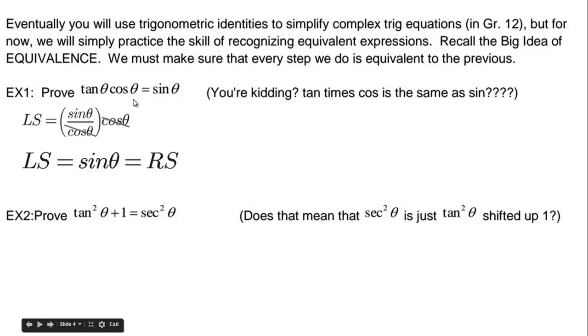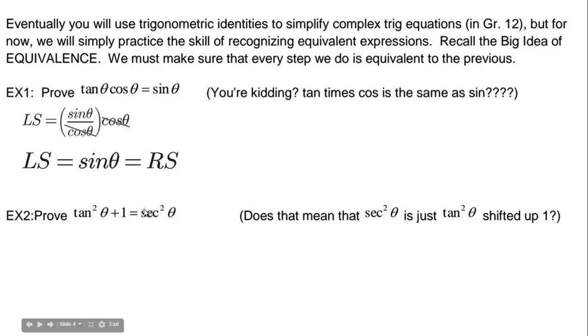And if you notice, you might just say, well, I'm just going to prove it like this by saying tan theta equals sine theta over cos theta, so therefore tan theta times cos theta equals sine theta. It's just a more official way to do it. This is LS, which means left side, and then RS is the right side. So we're just proving that it equals the right side.